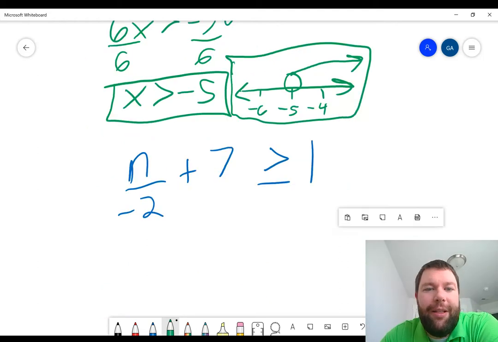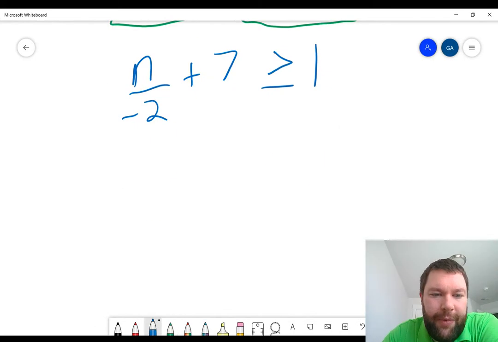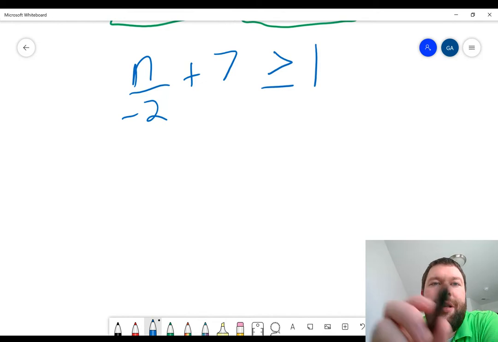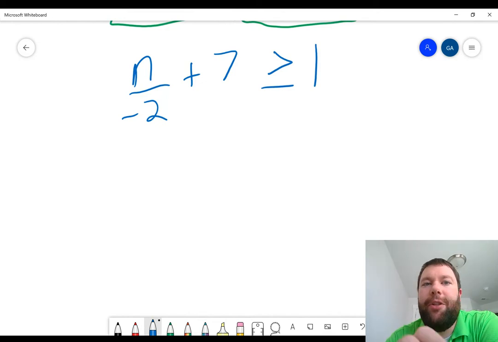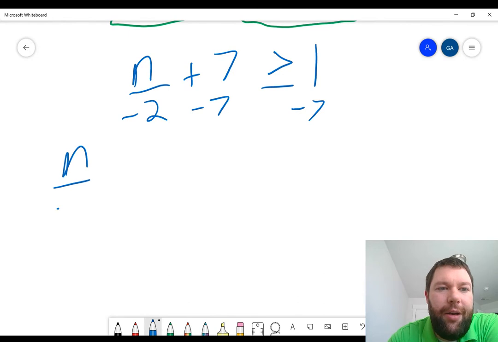Let's look at another example here. This time, I've got n over -2 plus 7 greater than or equal to 1. So again, the first step is to get rid of the number adding or subtracting. So I'm going to subtract 7 from each side. That's going to give me n over -2 is greater than or equal to -6.